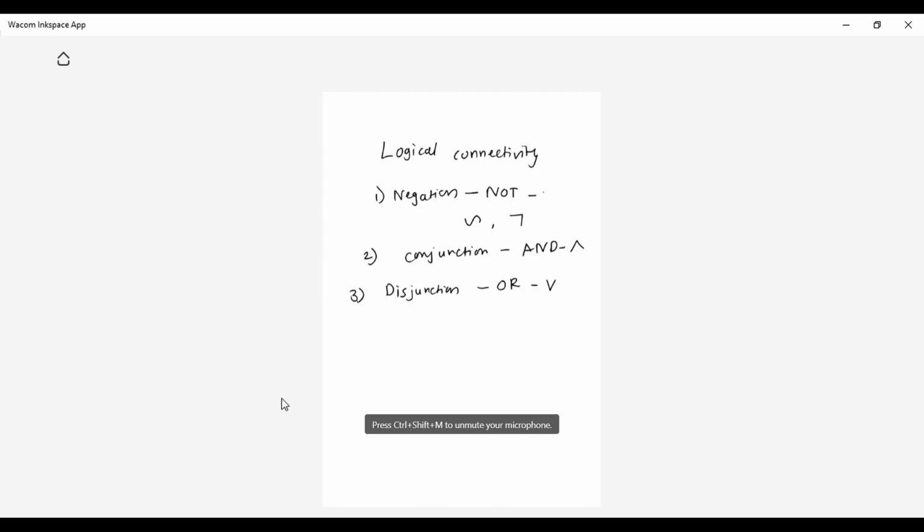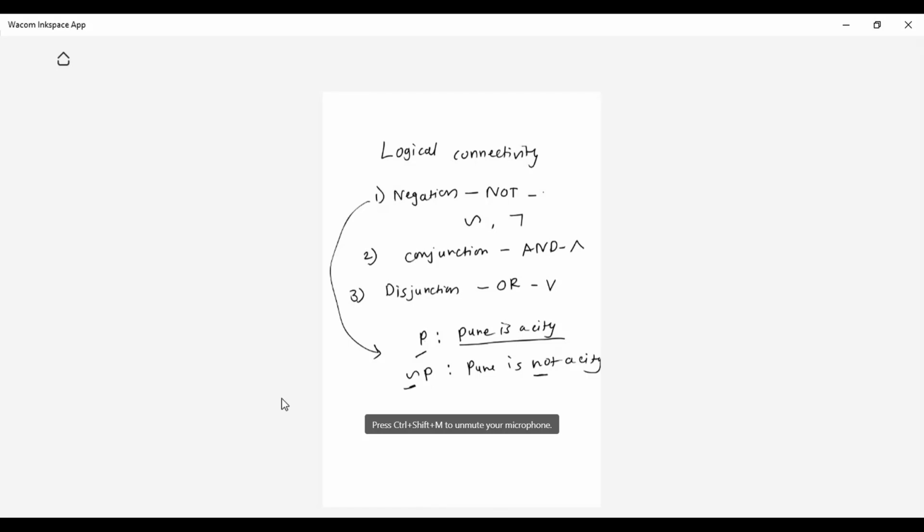Okay, so if we talk about negation, suppose I have a sentence P, where P is a statement containing the sentence Pune is a city. If I want to have a negation of P, how do I write it? Pune is not a city. So negation means not.